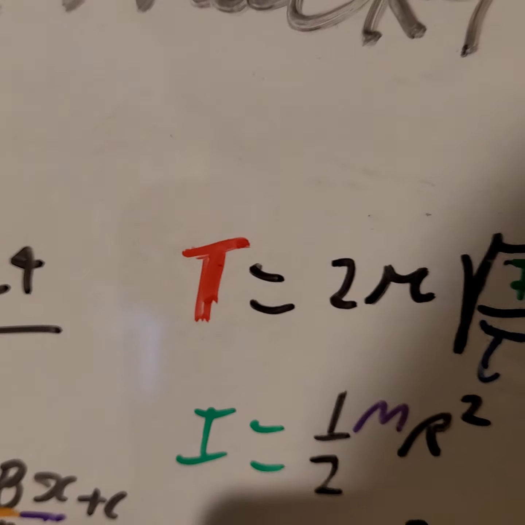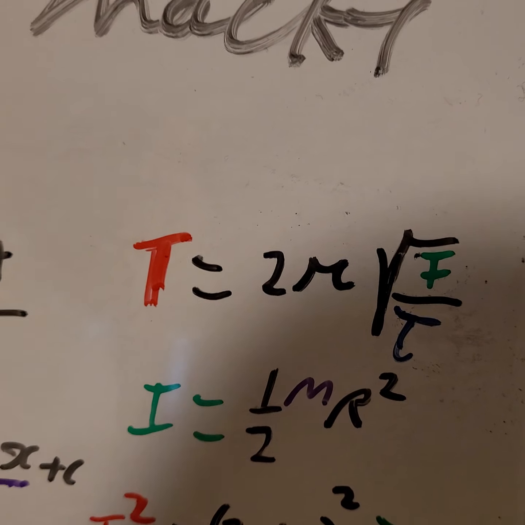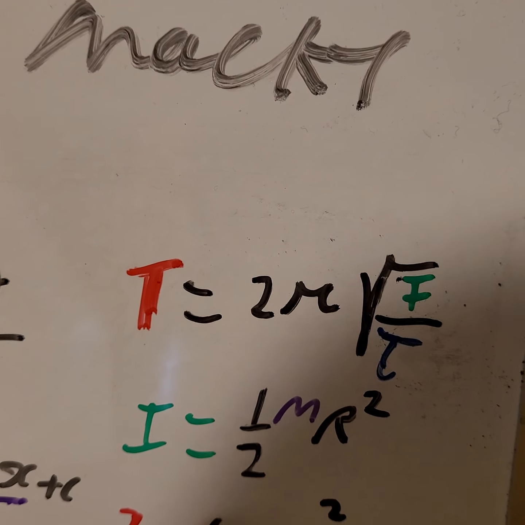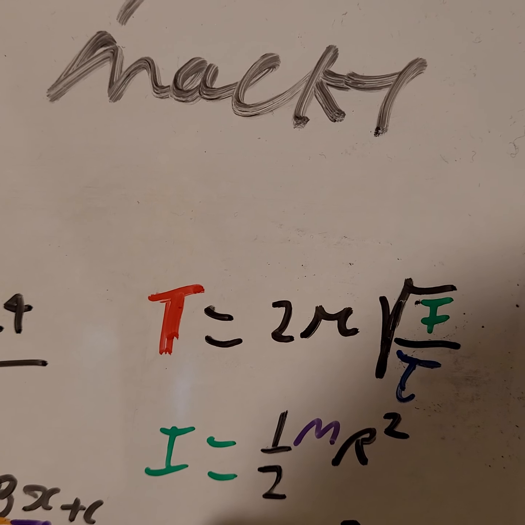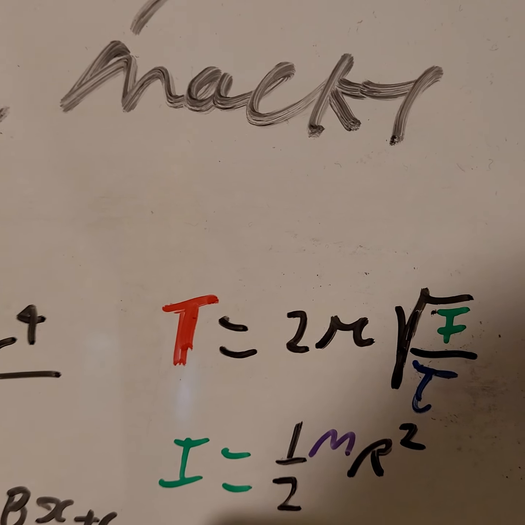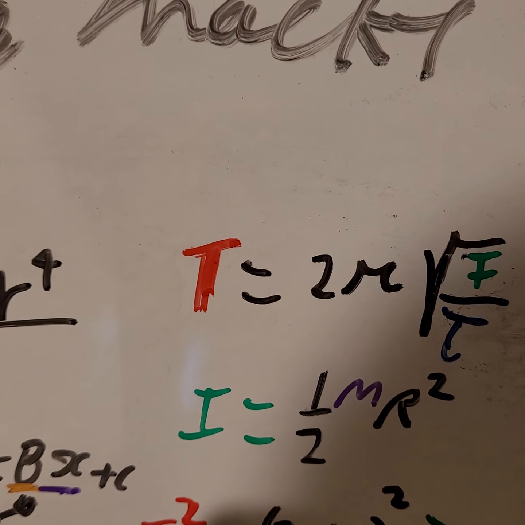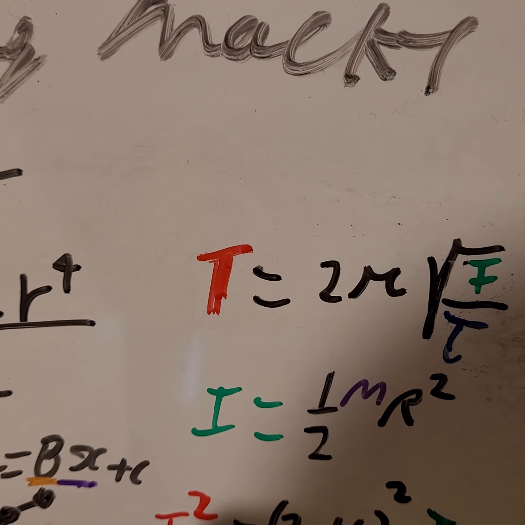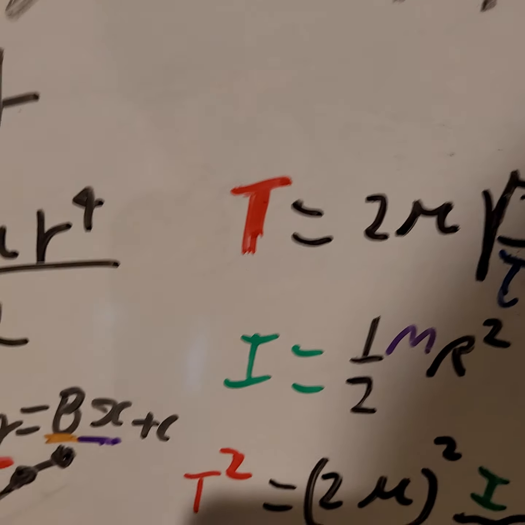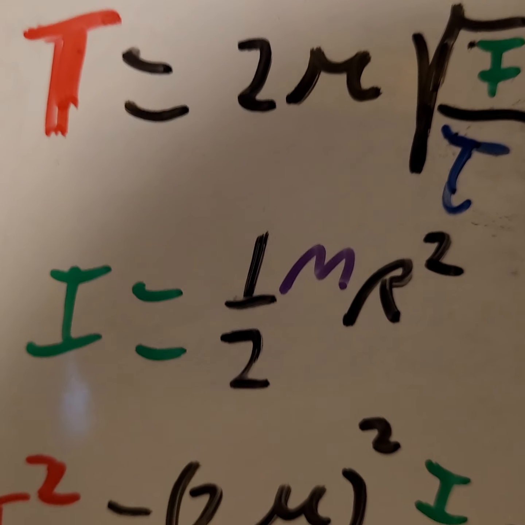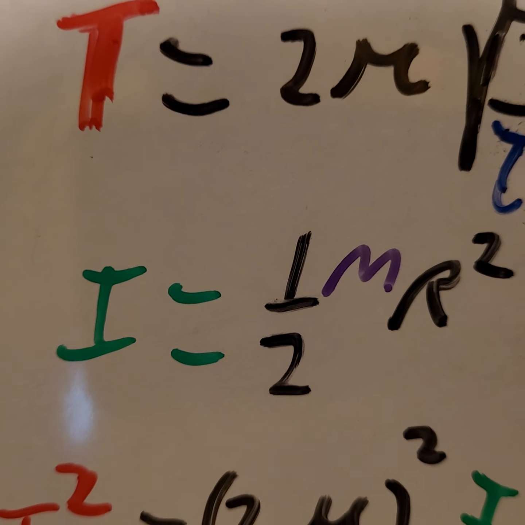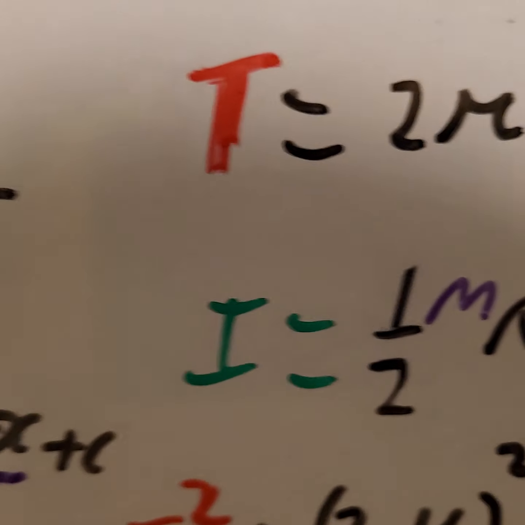We've also been given this equation here for the period of oscillation. That is equal to 2 pi square root of I over torsional rigidity. That I is the moment of inertia, the resistance of the mass to rotation, basically. So I, the moment of inertia, is equal to half the mass multiplied by the radius squared. This radius is the radius of your cylinder.